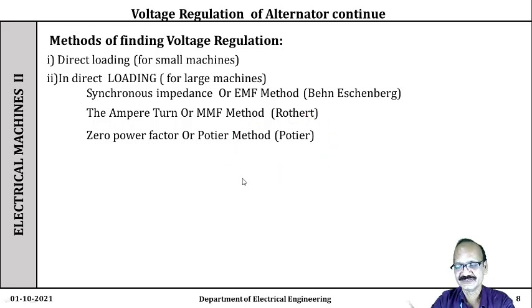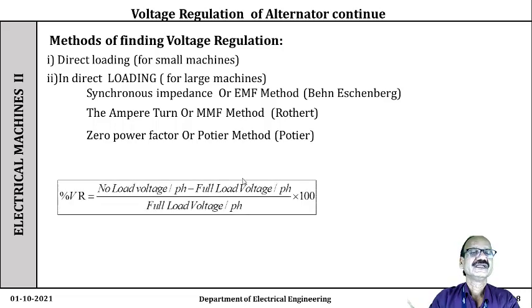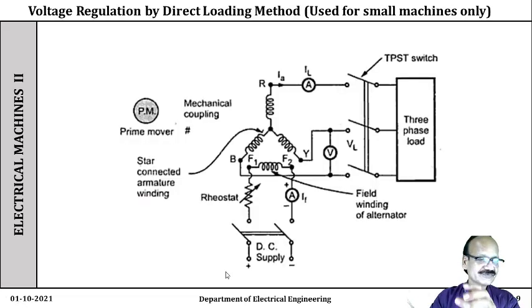Now let us turn to the direct loading method. Here the percentage voltage regulation, once again, is the no load voltage per phase minus the full load voltage per phase, divided by the full load voltage per phase, multiplied by 100. Now let us focus on voltage regulation of the alternator by the direct loading method, and that is generally used for small machines. At the end of this video, I will tell you the reason.